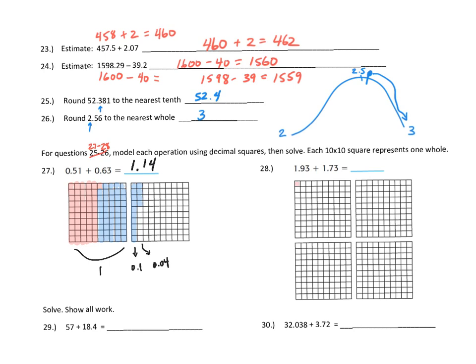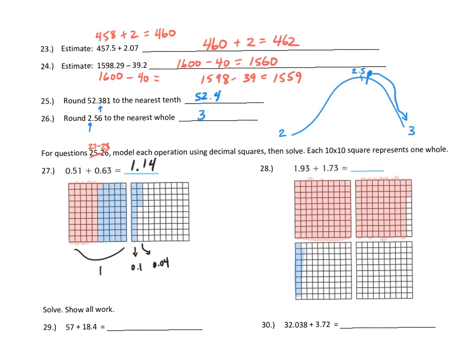28, the first thing I'll do is model 1 and 93 hundredths. So I'm going to go ahead and shade in this entire whole, 1 whole, and then I want 93 hundredths. So 1, 2, 3, 4, 5, 6, 7, 8, 9 tenths, and 3 hundredths. 1, 2, 3. In a different color, I now need to shade 1 whole and 73 hundredths.